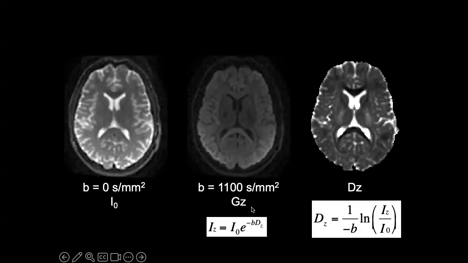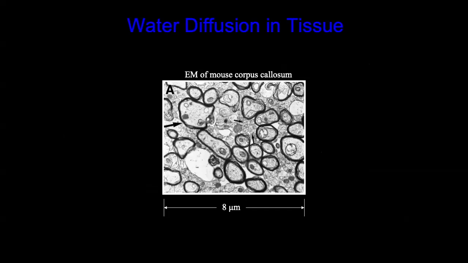You can see there's a reduction in signal, like the CSF, which is pretty much free water, is gone. And then there is some varying contrast within the white matter. And you can do the same thing and calculate what the diffusion coefficient in Z is for this slice and get that image. So you can see here that the diffusion coefficient in Z is not consistent across the brain. And so why is that? It's because the water is not free in tissue.